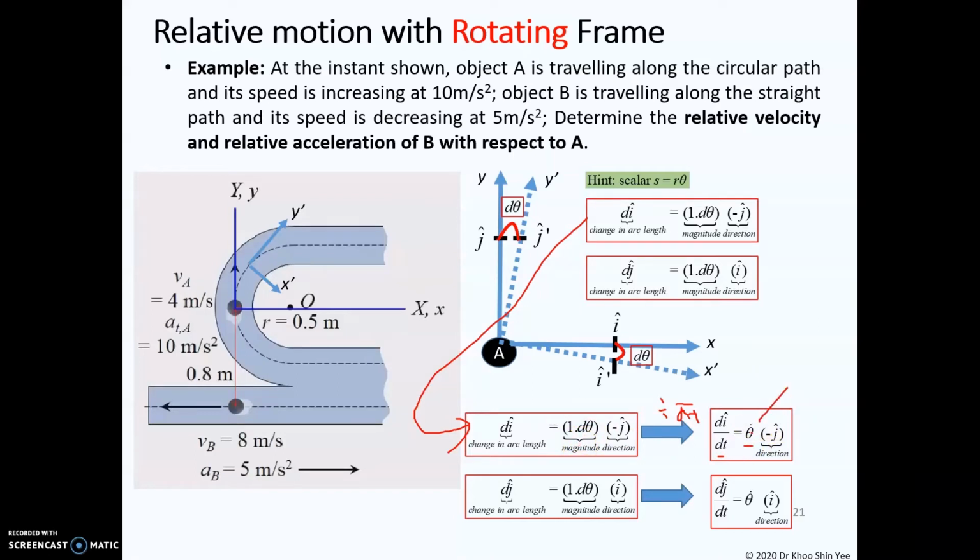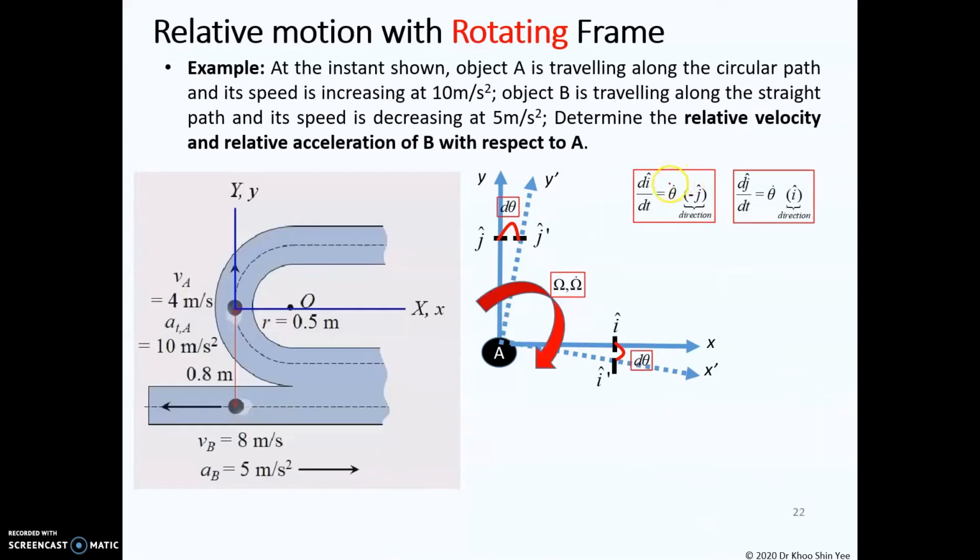This is the angular velocity for the frame rotation. Therefore, we use Ω to represent θ dot. By using the same approach for the second equation, divide by dt on both sides, you obtain dj over dt equals dθ divided by dt, which gives θ dot, which can be equal to Ω.